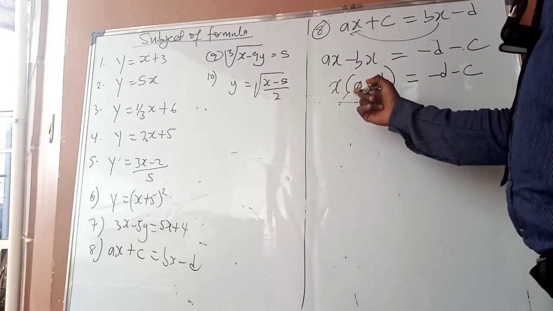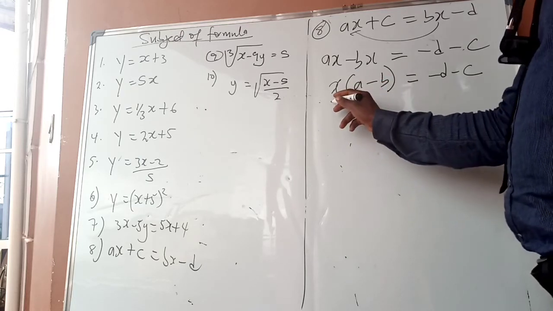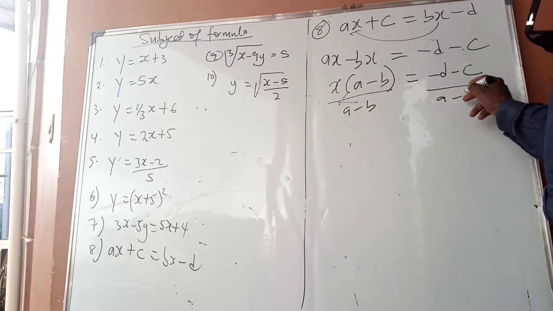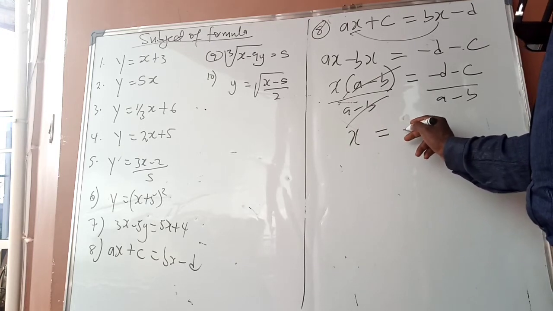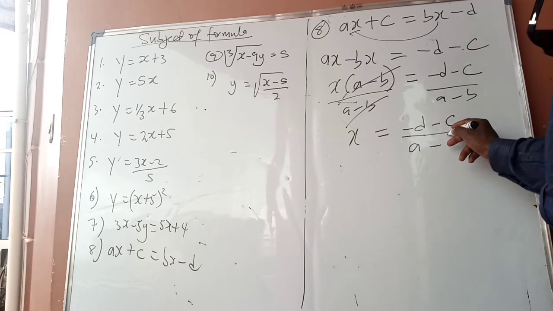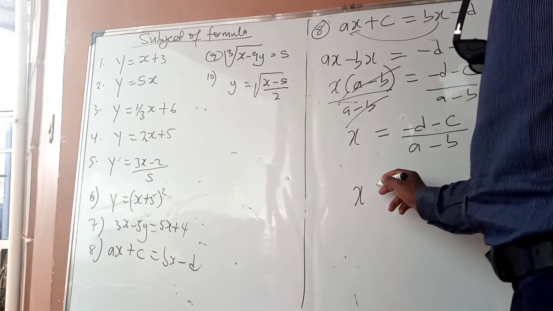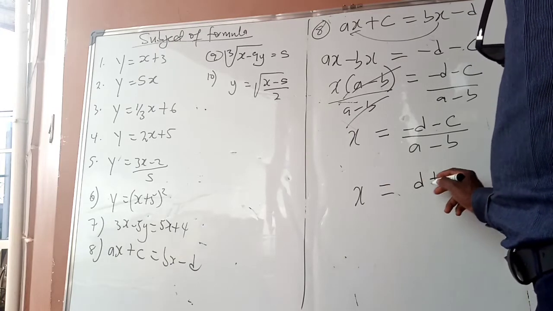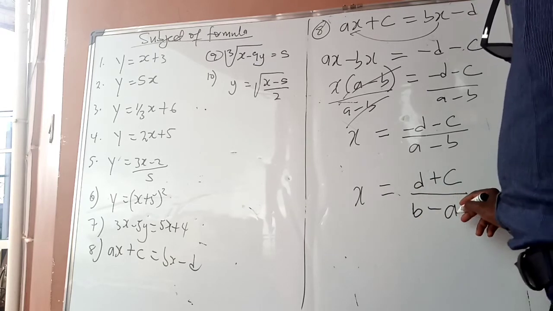Now I'll divide both sides by a minus b, so that x stays alone. Are you getting me? So I have a minus b, this cancels out. So x is equivalent to minus d minus c over a minus b. Do you know I'm not wrong if I write x is equal to d plus c over b minus a? Am I wrong?